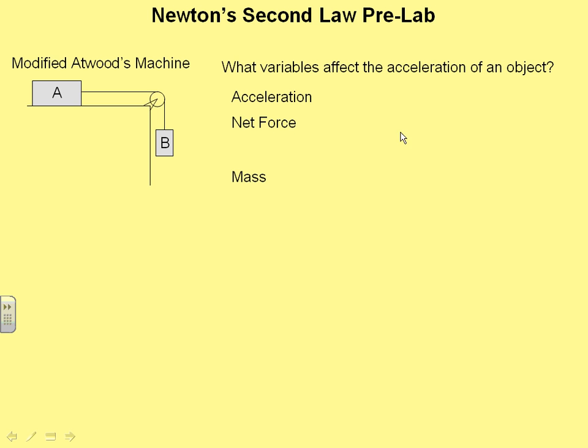And it's a modified Atwood's machine because one of the objects, a cart, is going to be on a horizontal track. It's tied with a string over a massless, frictionless pulley to some hanging masses here at B. When you let that system go, it accelerates.